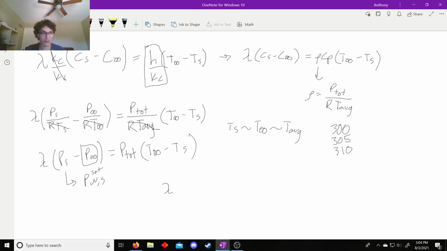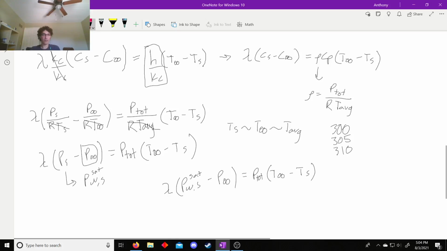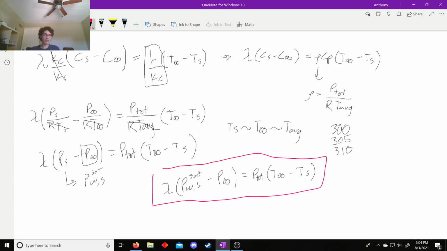So finally, we have this saturation pressure of water at the surface minus the partial pressure of water far away from the surface. Again, this is what we're trying to solve for. Equals total pressure times the temperature difference. And this is our energy balance. So we are going to use this in order to actually find what the humidity of the air is using the two thermometers.